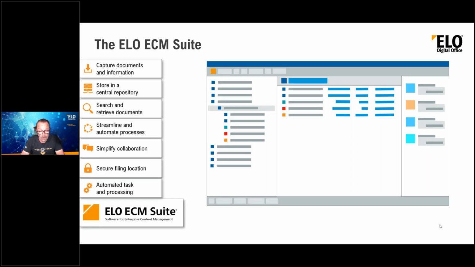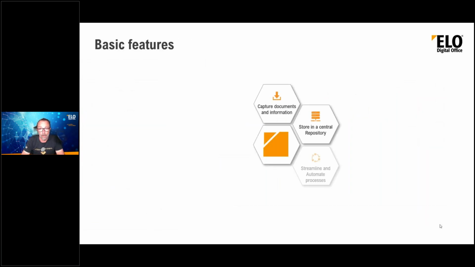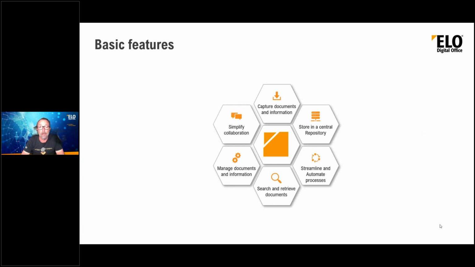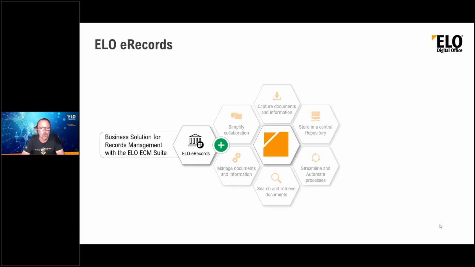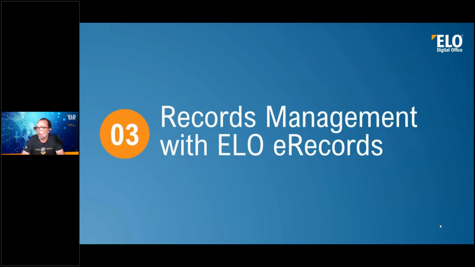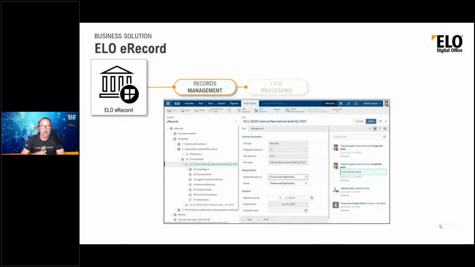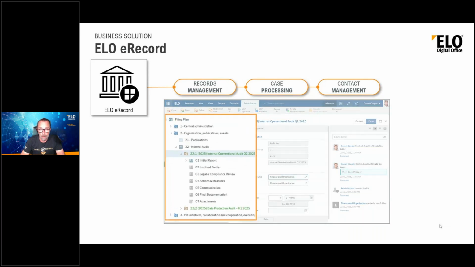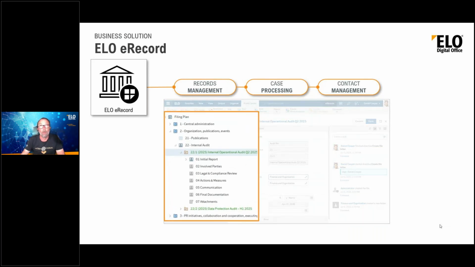But those basic functions can be used for records management as well if you combine the ELO ECM Suite with the business solution ELO eRecords, which is a solution for e-records management with the ELO ECM Suite. So records management with ELO eRecords works like this. It's a business solution which you can use in combination with the ELO ECM Suite, and then you can start with records management. You can do case processing, and you can do contact management with it as well. You have a filing plan, or you can import an existing filing plan.